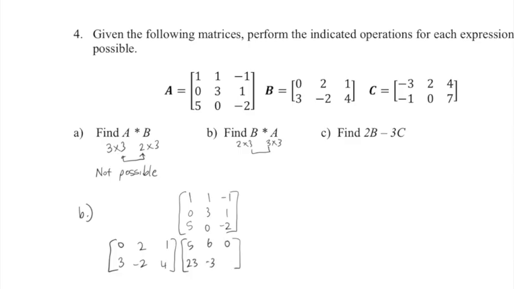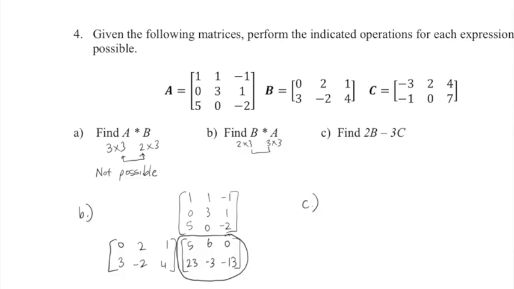And finally we have this entry combining this row to that column. So that makes negative 3, that makes negative 2, that makes negative 8, so negative 3 plus negative 2 is negative 5, negative 5 plus negative 8 is negative 13. So this matrix right here is the product B times A.